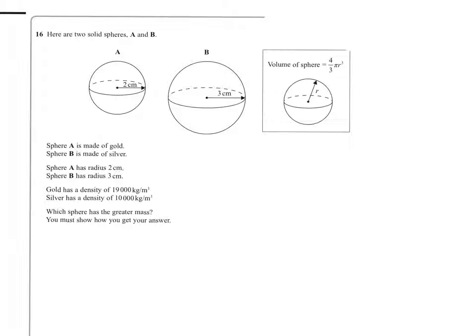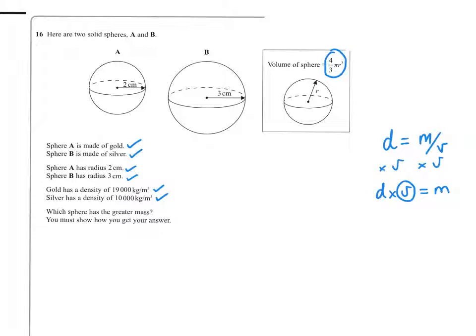Question 16. There are two solid spheres A and B. A is made of gold and B is made of silver. Sphere A has radius 2 centimeters and B radius 3. It tells you the density of gold, it tells you the density of silver. We've got to work out which one has the greater mass. Well, density is how much mass you have per given volume. So if we multiply both sides of that equation by V, we'll have density times volume is mass. All we've got to do is work out the volume for each of those spheres, plug in the values and see which has the bigger mass. And luckily we're given the volume of a sphere.